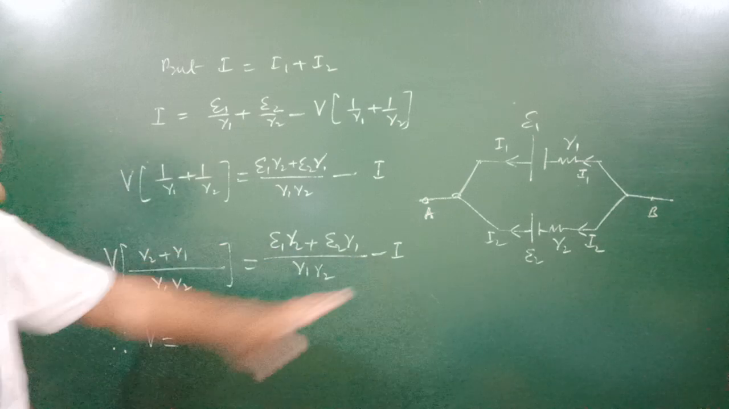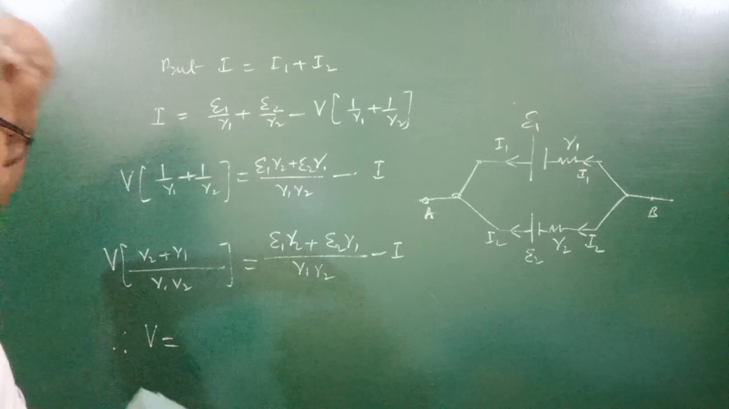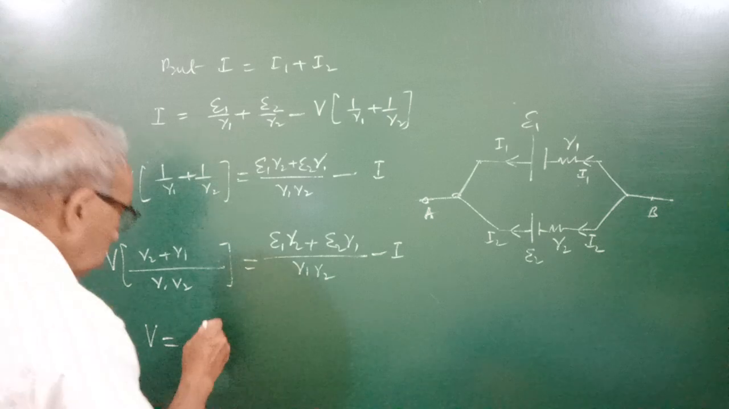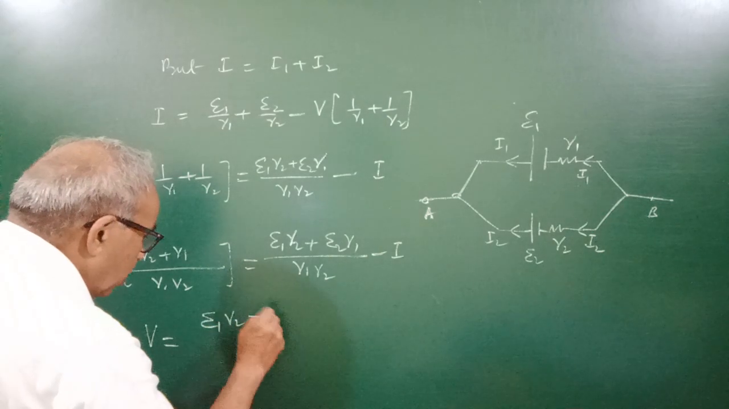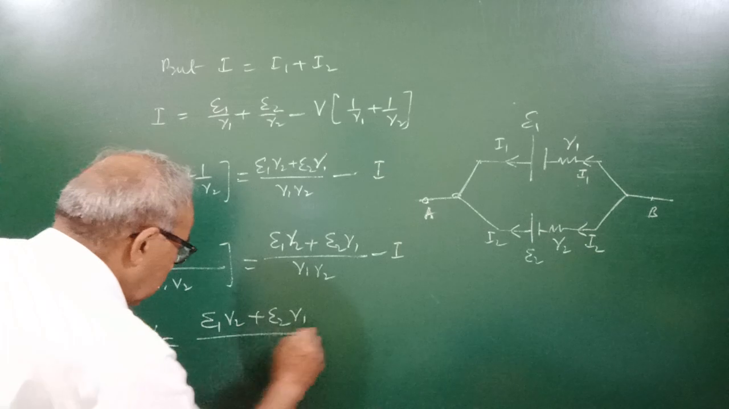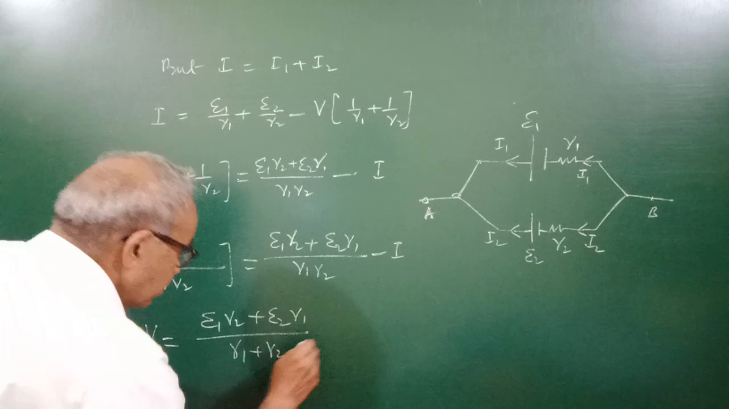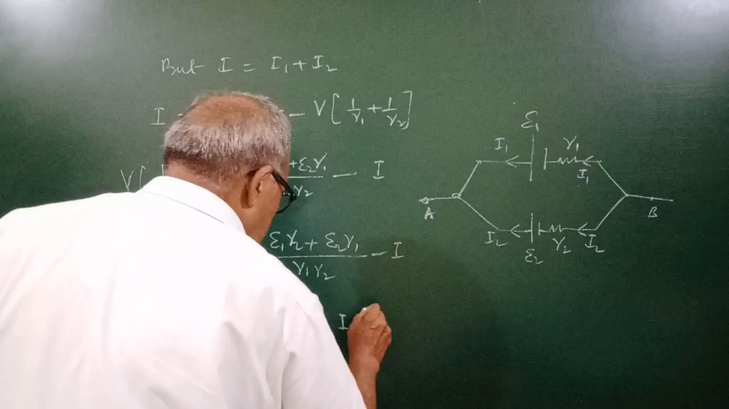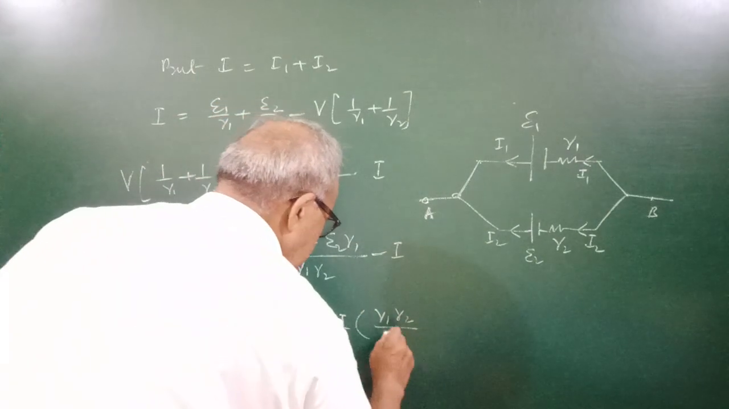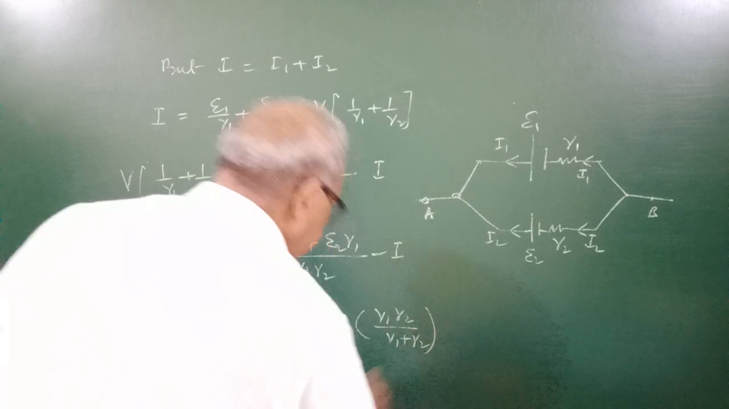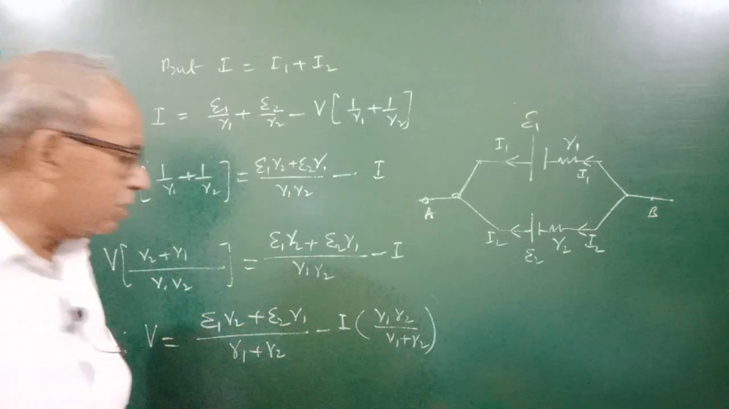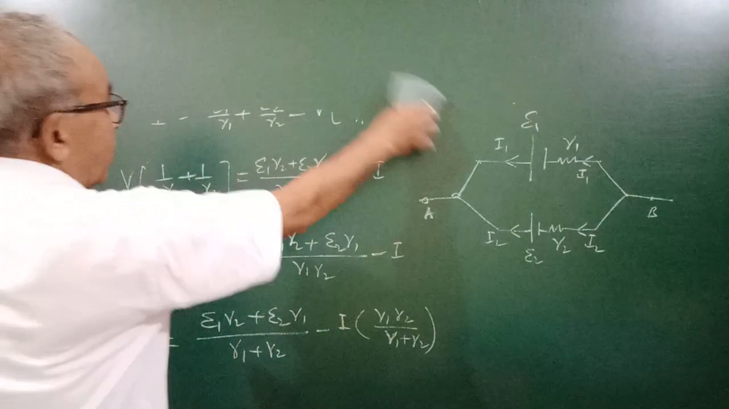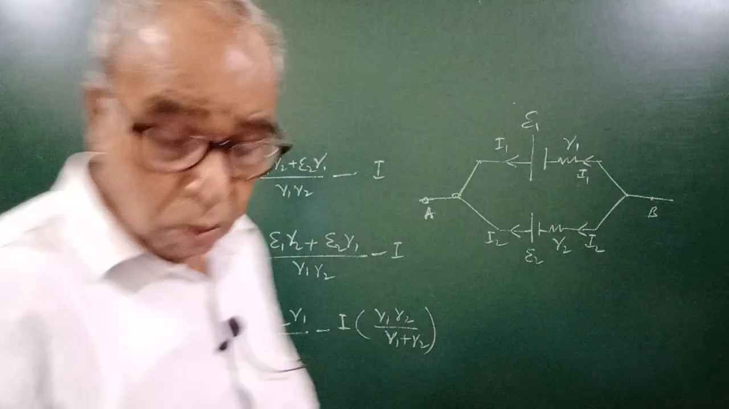divide by this side, what will you get? You will get E1 R2 plus E2 R1 upon R1 plus R2 minus I into R1 R2 upon R1 plus R2, which is the equivalent resistance in parallel. Or how can you write it?